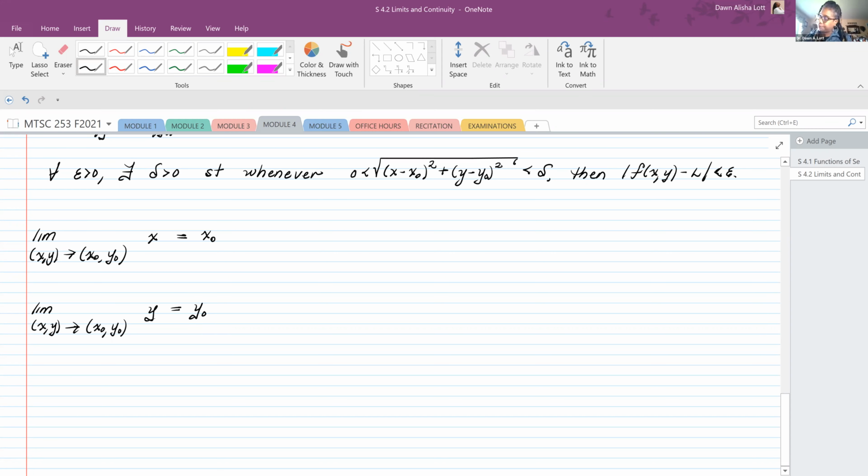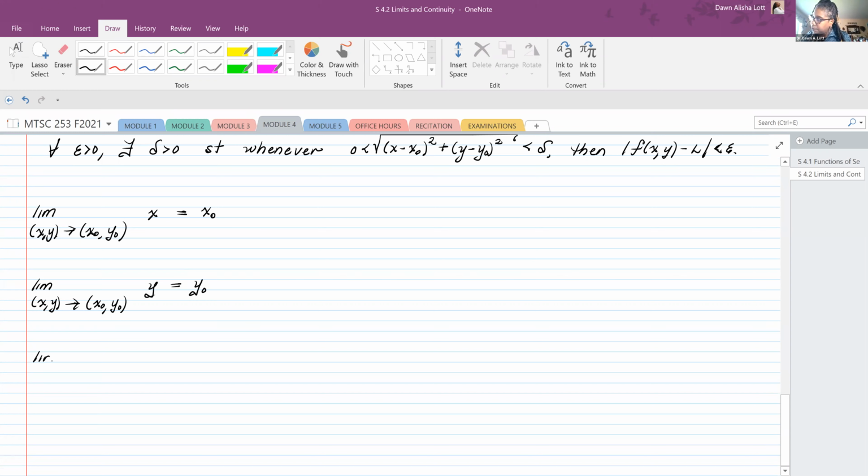And the limit as (x, y) approaches (x naught, y naught) of a constant k is just the constant k.